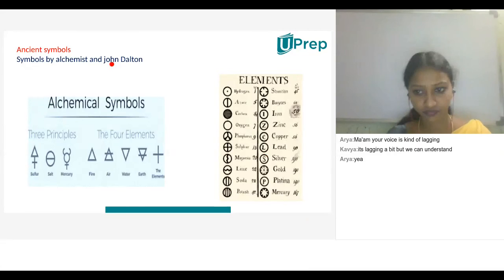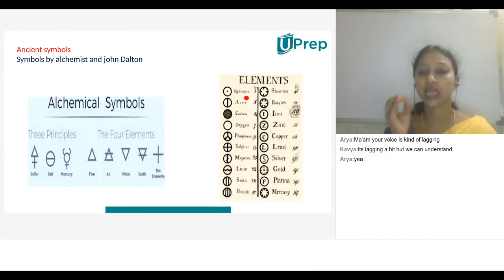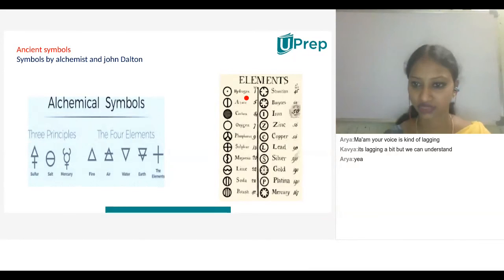Like John Dalton. John Dalton also gave individual pictorial symbols to each individual element. But remembering these pictorial symbols is very difficult for a common man, considering which Berzelius developed further research on this representation.